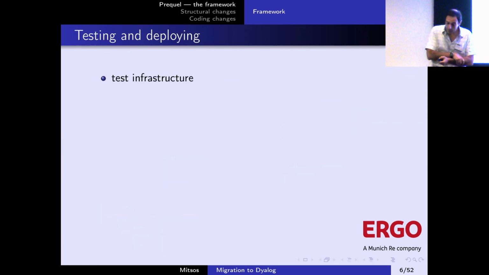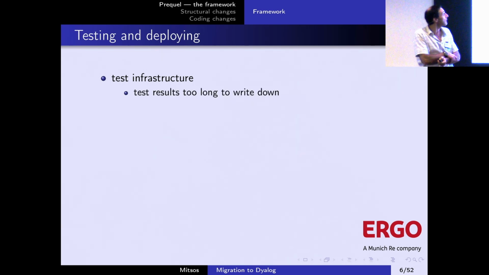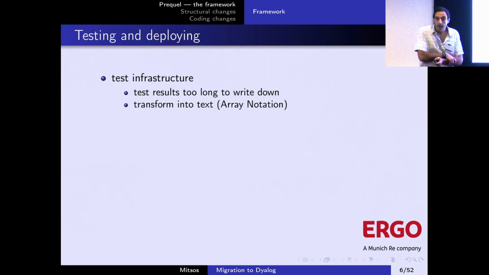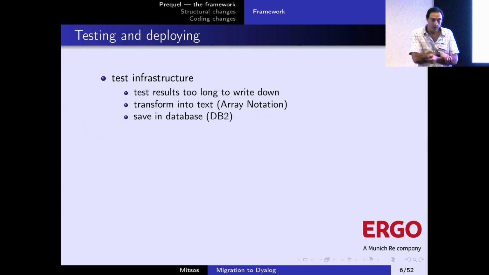The framework also contains a test infrastructure. I use a kind of unit tests. On the APL+Win side, I had nothing of the kind. The results I have are usually too long to write down explicitly. Therefore, I transform them into text using array notation, and I save them in a database. That happens to be DB2 on the mainframe.